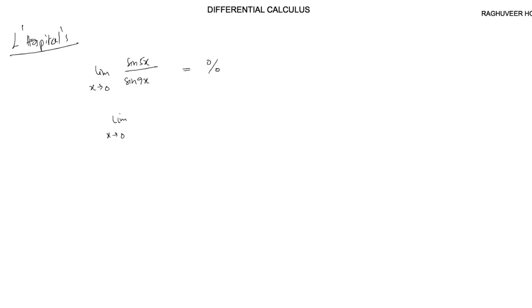Okay, so therefore by applying L'Hopital's rule here, limit as x tends to 0, differentiation of sine 5x is 5 cos 5x divided by 9 cos 9x. Now by applying x as 0, we get 5 by 9.